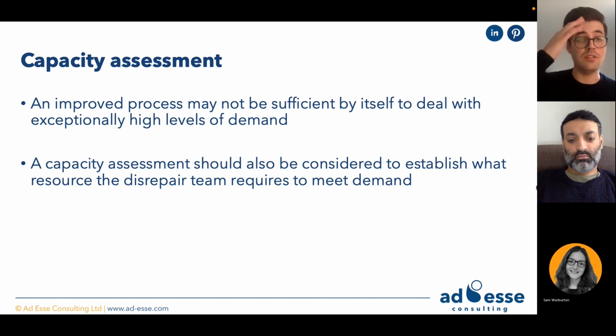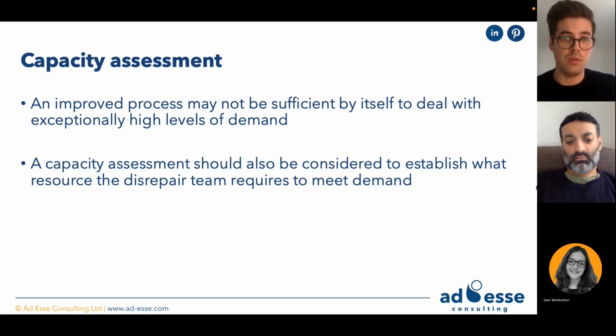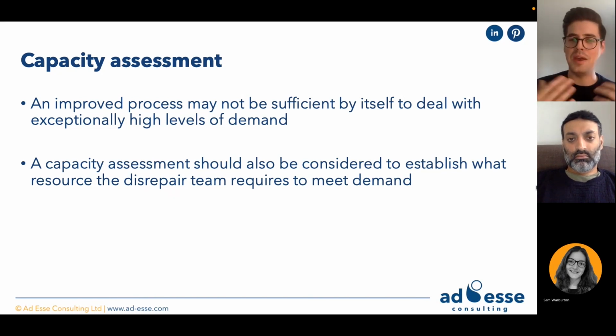So in addition to improving the process, it may also be necessary to complete a capacity assessment for the team to establish what resource the disrepairs team requires to meet the existing levels of demand with the new process. With the new process we've already taken out waste, and they won't potentially need as much resource as they would from their current process, but they may still need additional resource.